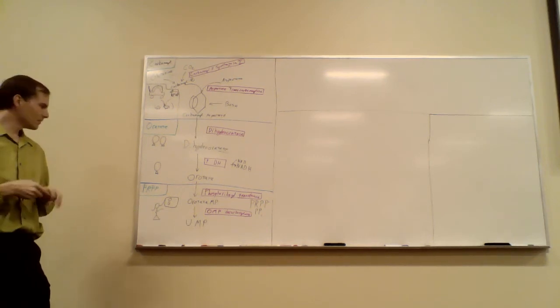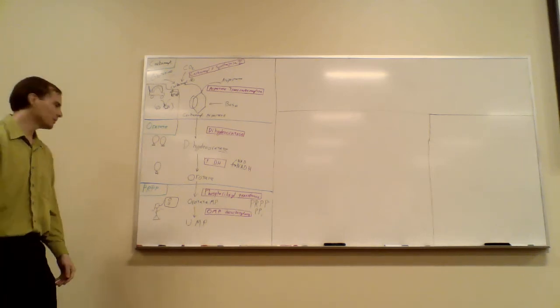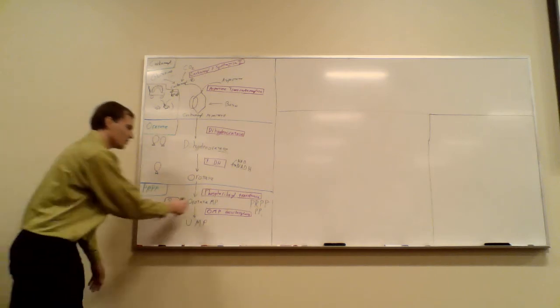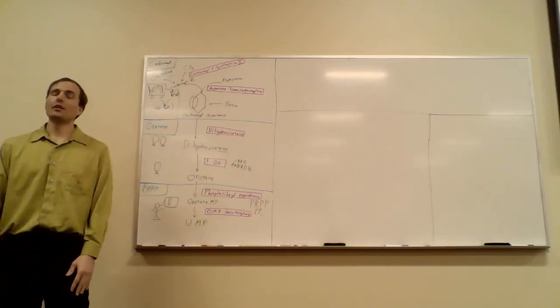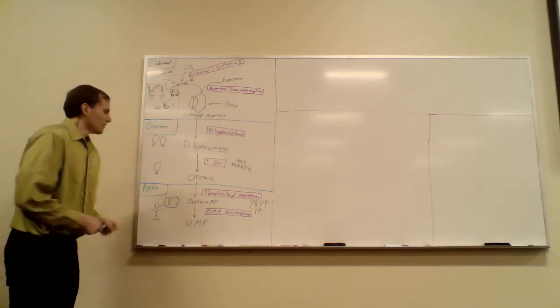What's in the square? The letter O, and then the letter U. Oh, U. So it's orotate, and then U. So I shouldn't have written orotate. That's why I don't take notes. I read them instead of thinking. All right. OMP and UMP. I like it.